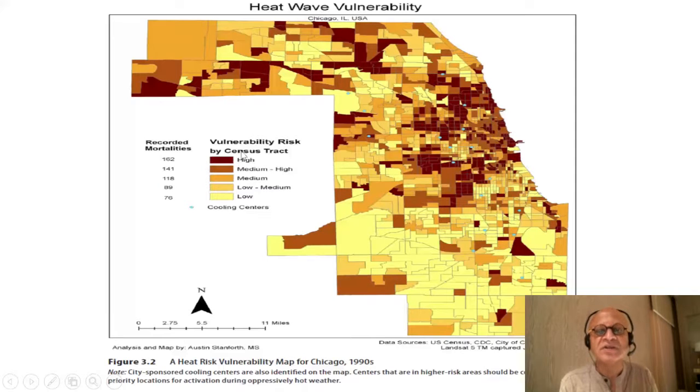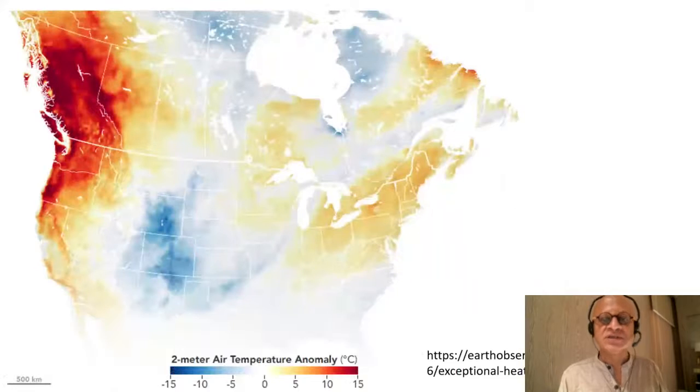So you can see here vulnerability risk by census tract, high, medium, low, and so on. And recorded mortalities are high in the high risk areas and then drop off towards low vulnerability risk areas. So this is the key point of this chapter.